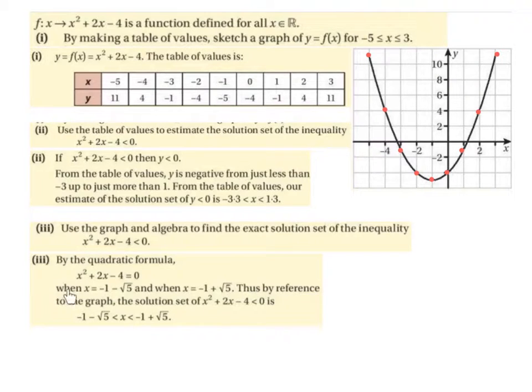Thus, by reference to the graph, the solution set of x squared plus 2x minus 4 is less than 0 is minus 1 minus root 5, which is going to be around here, and minus 1 plus root 5, which is going to be around here. So for you to put this into the calculator, you would get around minus 3.2, minus 3.3. And if you were to put this into the calculator, you'd get around 1.2, 1.3.